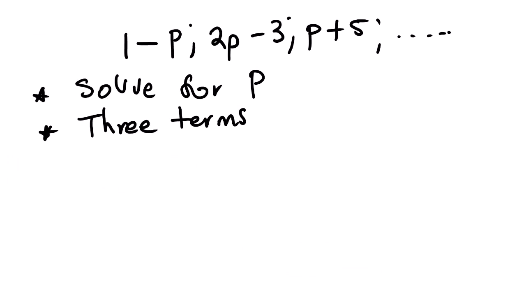This question is a bit different from the previous ones. We are given this arithmetic pattern. The first term is 1 minus p. The second one is 2p minus 3. The third one is p plus 5. The first question: solve for p.